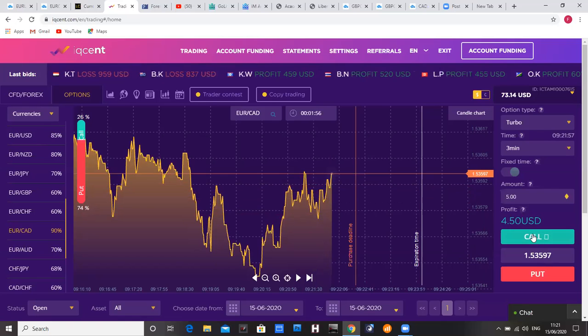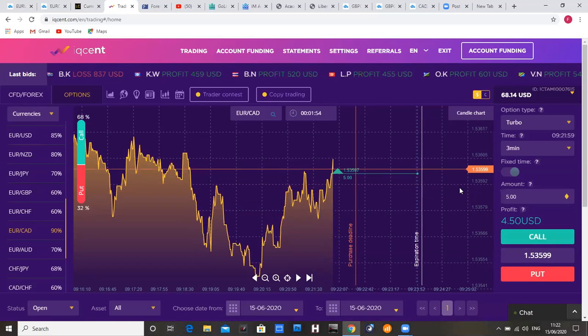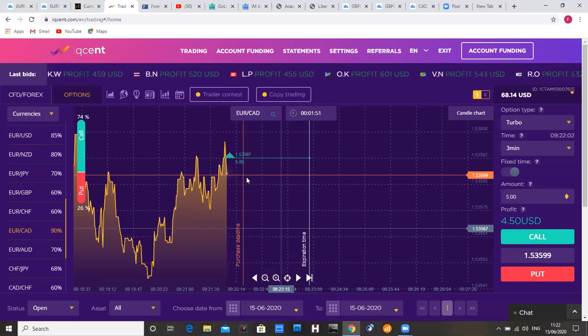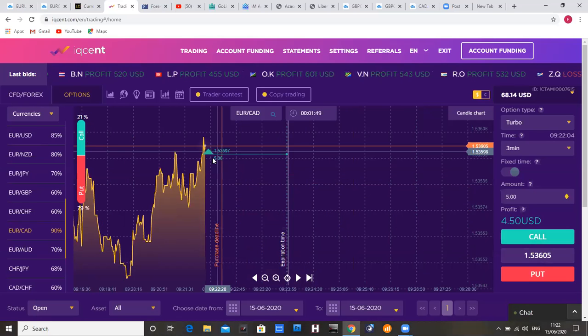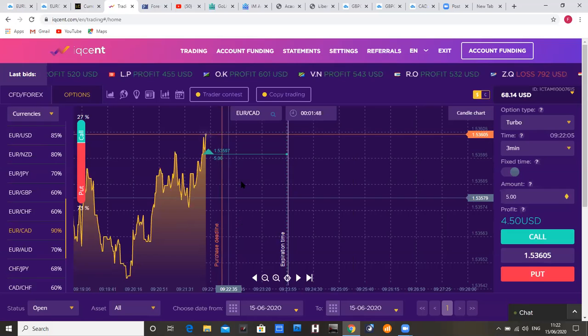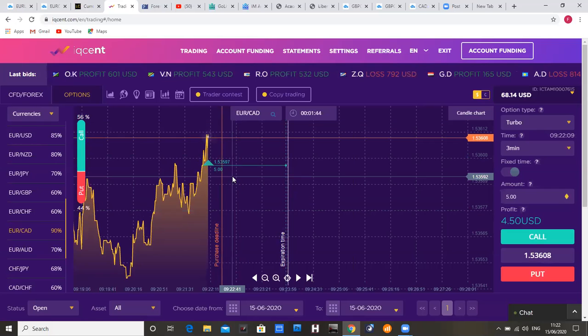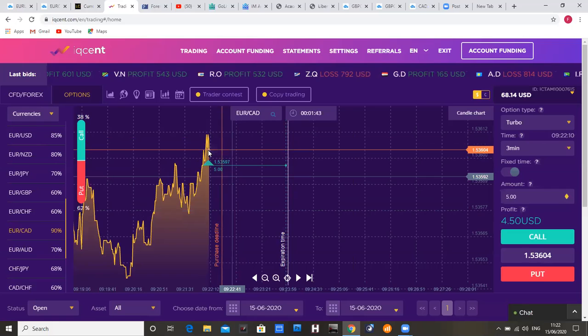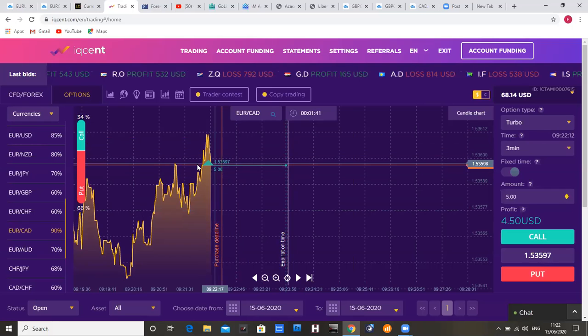Let me just place this trade from here because it might continue going up and just leave me. But then if we don't make profit on this trade, at least you are going to see how it works. But let's just see how this goes.